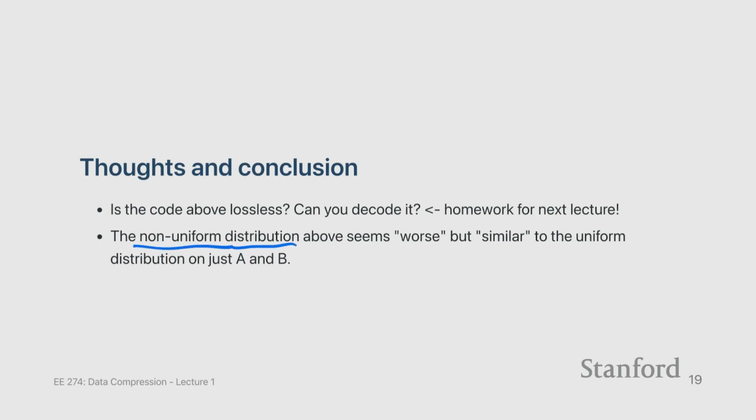The other thing you should have seen is the non-uniform distribution we saw, the 0.49, 0.49, 0.01, 0.01. It was worse in a way, because you had 2 extra symbols. It wasn't as simple as the original one. I'm talking about these 2 distributions, the AB one and the other one we saw with ABCD with 0.49, 0.49, 0.01, 0.01.